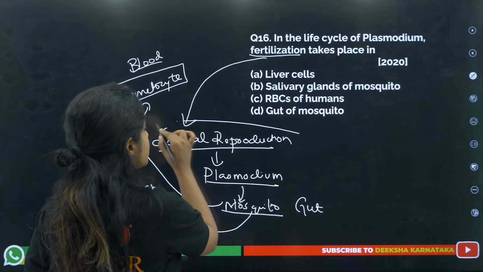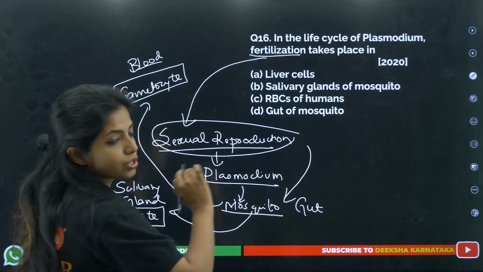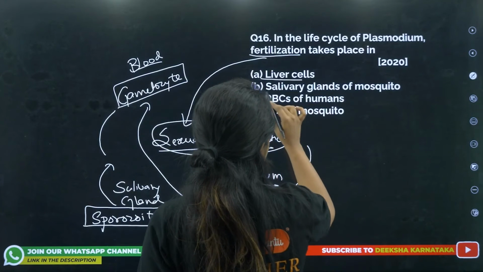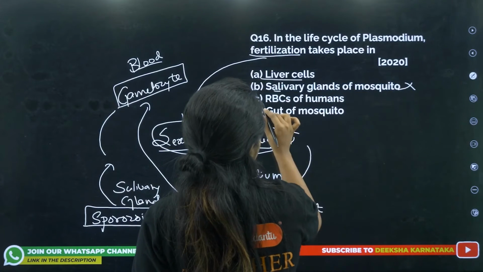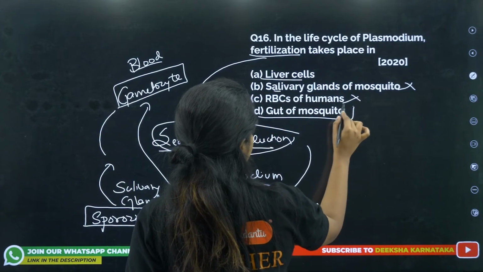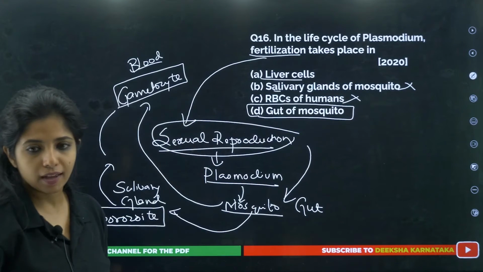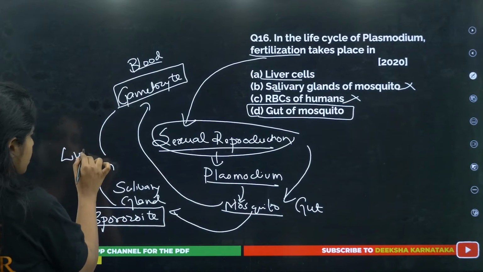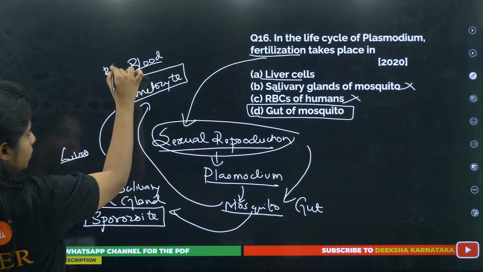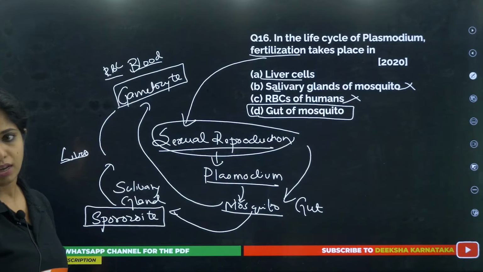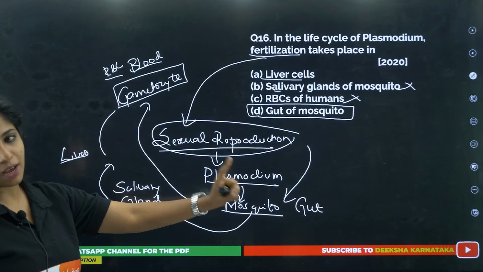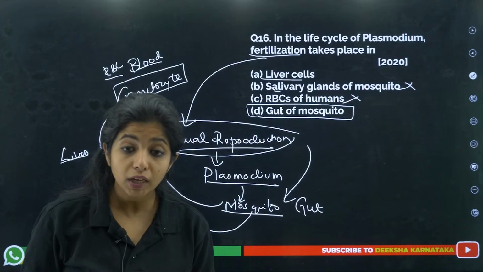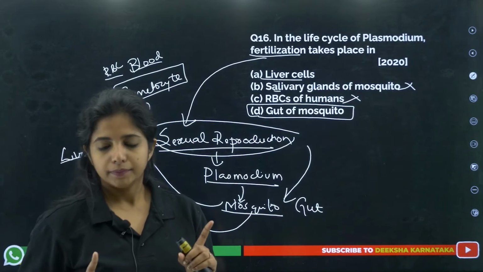So, always remember, sexual reproduction will happen in the mosquito's gut only. There is no other option. So it is not happening in the liver cells, salivary glands of the mosquito, no. RBCs of human, no. Gut of the mosquito, this is the answer. From here the sporozoite, when it enters our body, it will go to the liver first, then it will go to the RBC, and there it will form gametocytes. But fertilization happens here only, whatever you say. So it is the gut of the mosquito. 2020 question, very important question.